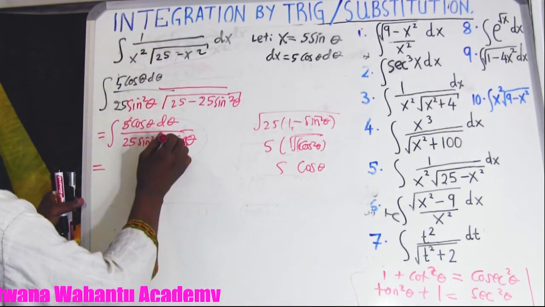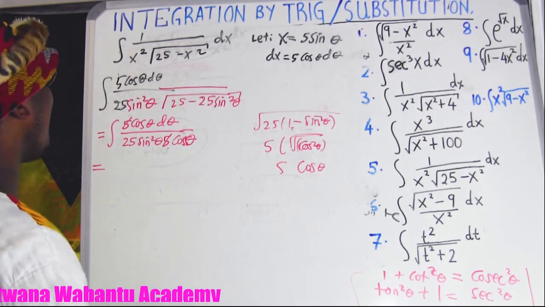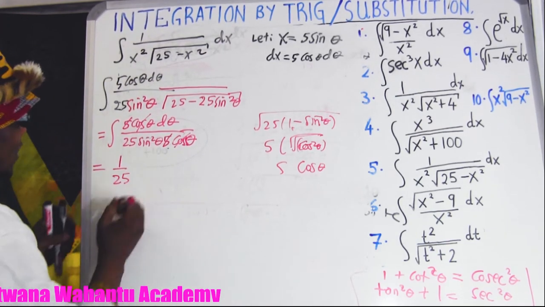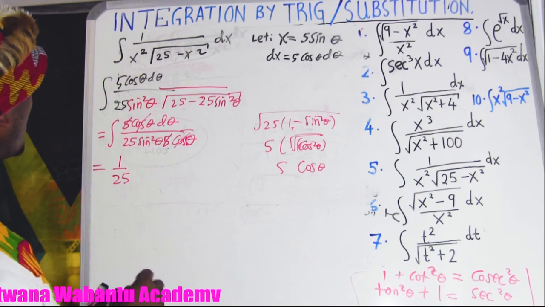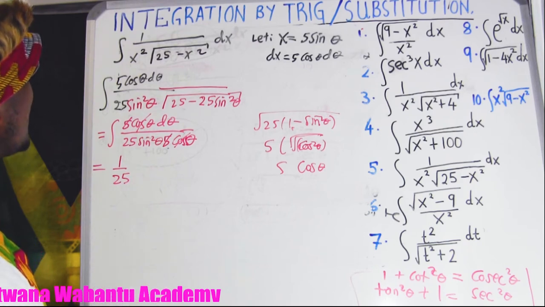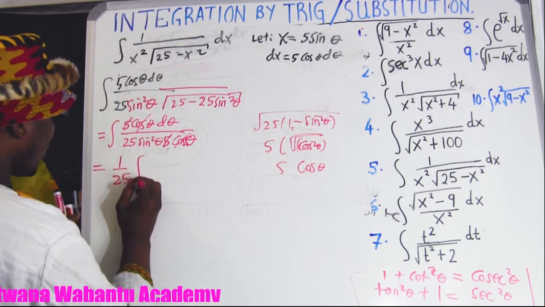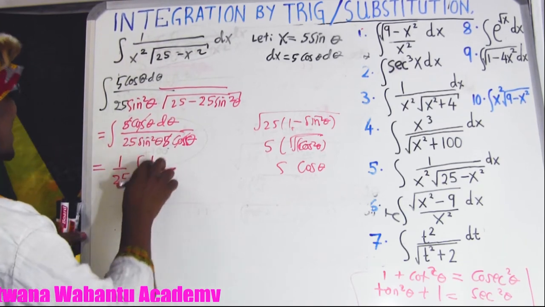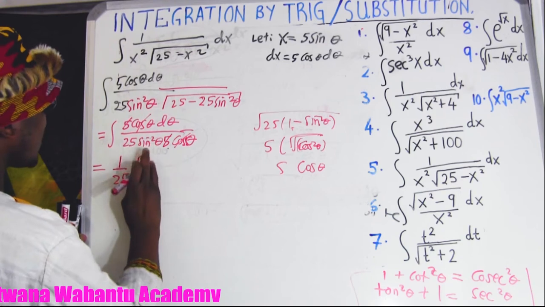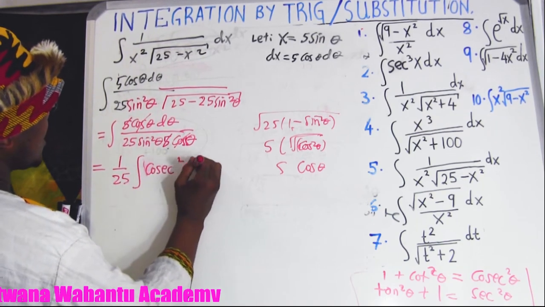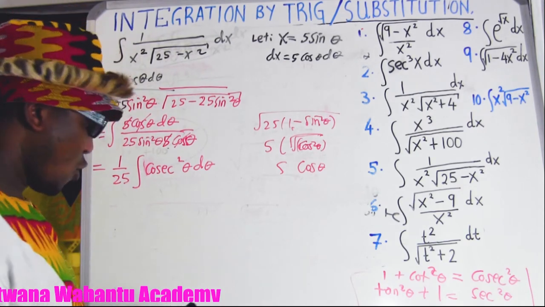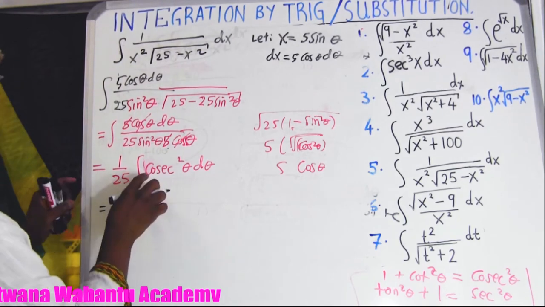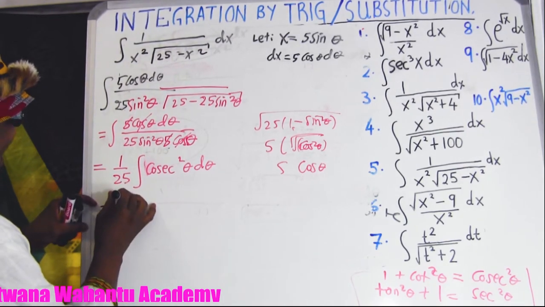Now the 5 and 5 go, so cos and cos go. I'll be left with 1 over 25 times the integral of 1 over sine squared theta d theta. But 1 over sine squared is cosec squared theta. When you integrate cosec squared, you get negative cot. So 1 over 25 times negative cot theta.